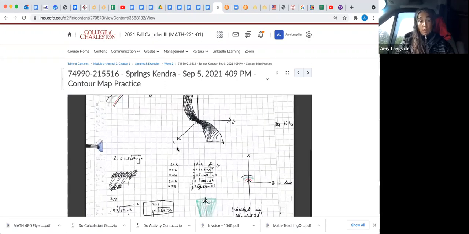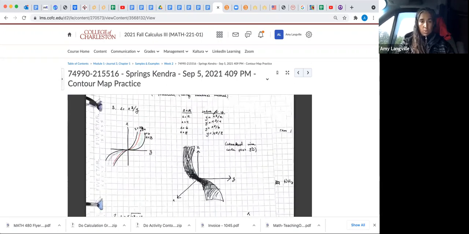What I really liked about this one in particular is that she breaks it down and shows the picture in R2. Remember, a contour map lives in R2. To be a contour map, you have to label your Z values. Then she graphs by hand over here. She tries to add the Z axis. She shows the breakdown: z equals k, solves for y.